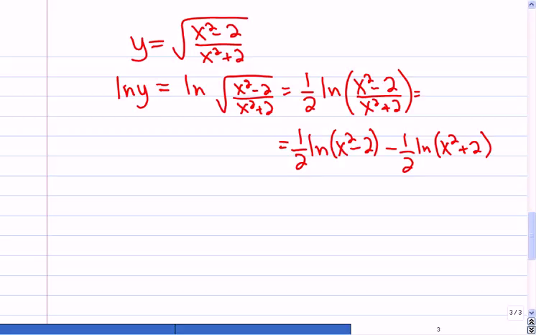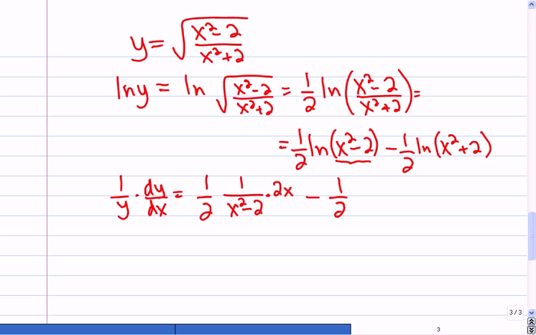I mean, it's not good because you have to do calculus, right? But it's better than it was before you had chain rule and quotient rule. But we do this implicitly. That's going to be 1 over y times the derivative of y with respect to x. And then I take the derivatives on this side. That'll be 1/2 times 1 over x squared minus 2 times 2x. There's a chain rule in this, don't forget. And again, for this piece, that'll be 1/2 times 1 over x squared minus 2 times 2x. Sorry, that was a plus 2 that time.